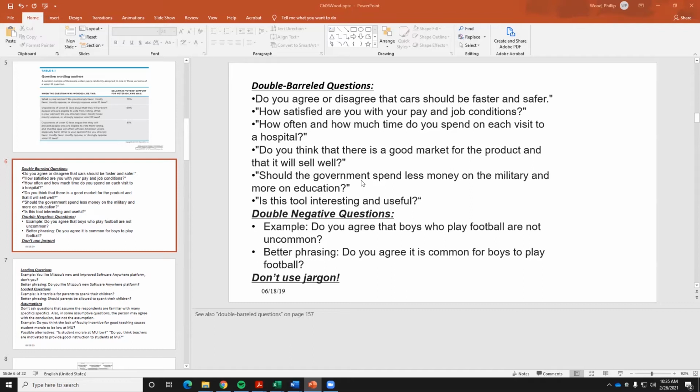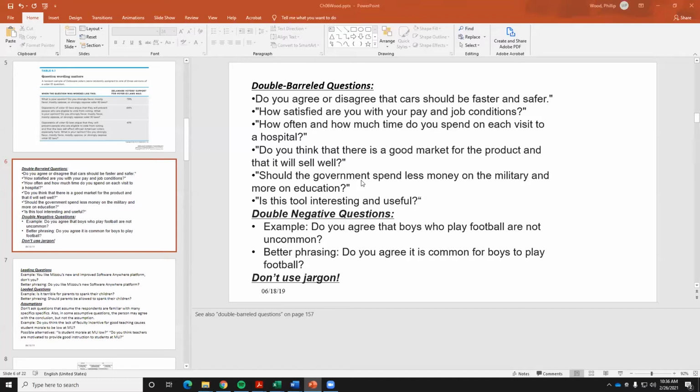Double negative questions. Do you agree that boys who play football are not uncommon? You have to think about that a little bit, and you're going to get people who read the question quickly and mess things up. The book talks a little bit about a Holocaust denial question that was a double negative. And if you ask the question in a straightforward fashion, you get a much different percentage.